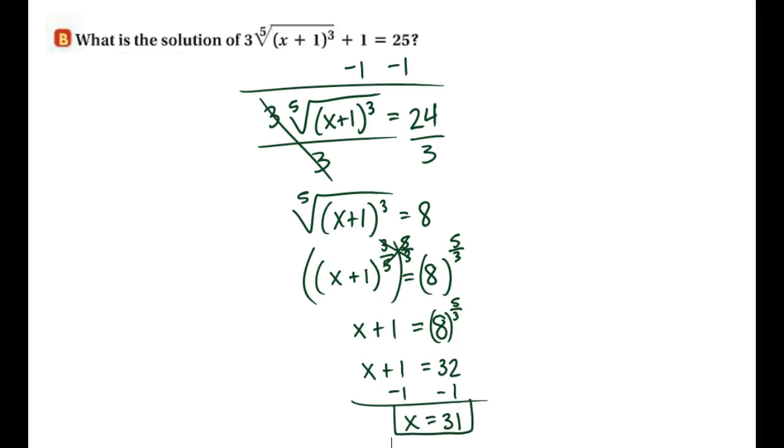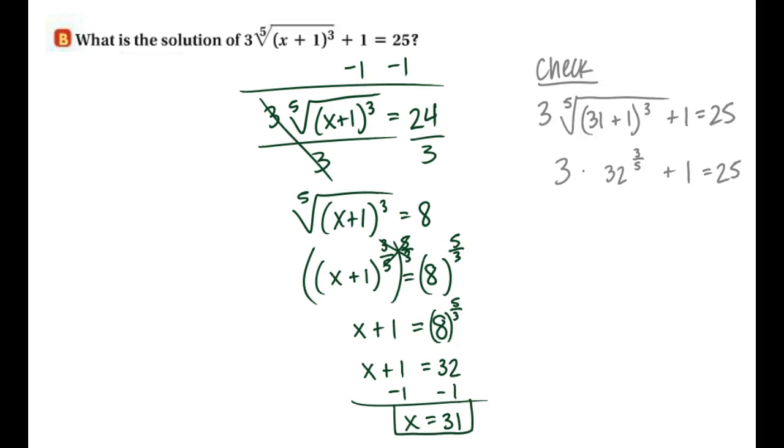Now let's check our answer. For my checking process, I'm taking my final answer of 31, plugging it back in for the original. I'm deciding to change it into rational exponent form, because I think that's a little bit easier to work with. 32 to the 3/5 is equal to 8, so 3 times 8 plus 1. 3 times 8 is 24. 24 plus 1 is 25. So we find out that the solution of 31 satisfies the equation, and that means we have a valid solution.